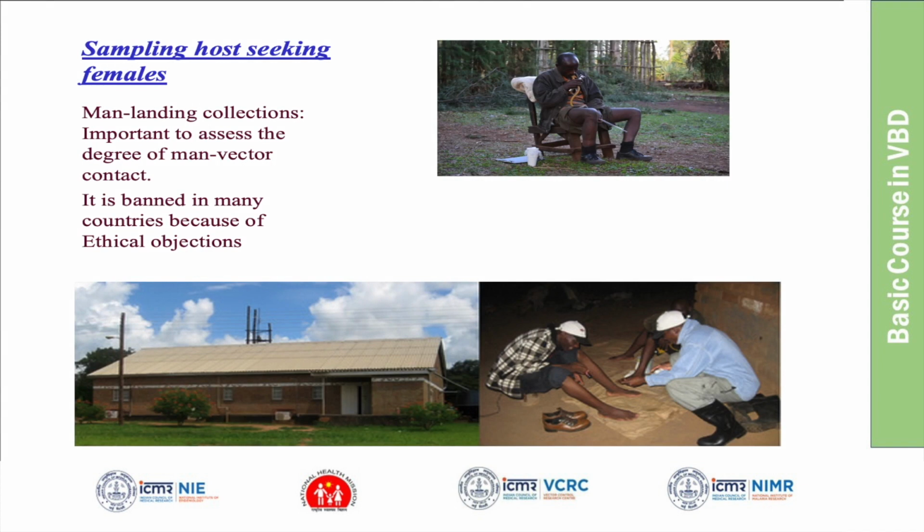the very important one, the man landing collection. Previously man biting collection, now they have changed it to man landing collection. It is very important to assess the degree of man vector contact. In the first figure, you see the collector sitting on a chair, exposing his leg. He himself is acting as a bait and collecting the mosquitoes that are landing on his leg. In the second, two persons are involved. One person acts as a bait, and the other acts as a collector, collecting the mosquitoes that are landing on the bait. But it is banned in many countries because of ethical objection. In endemic areas, you cannot expose any person to the target vectors to bite.